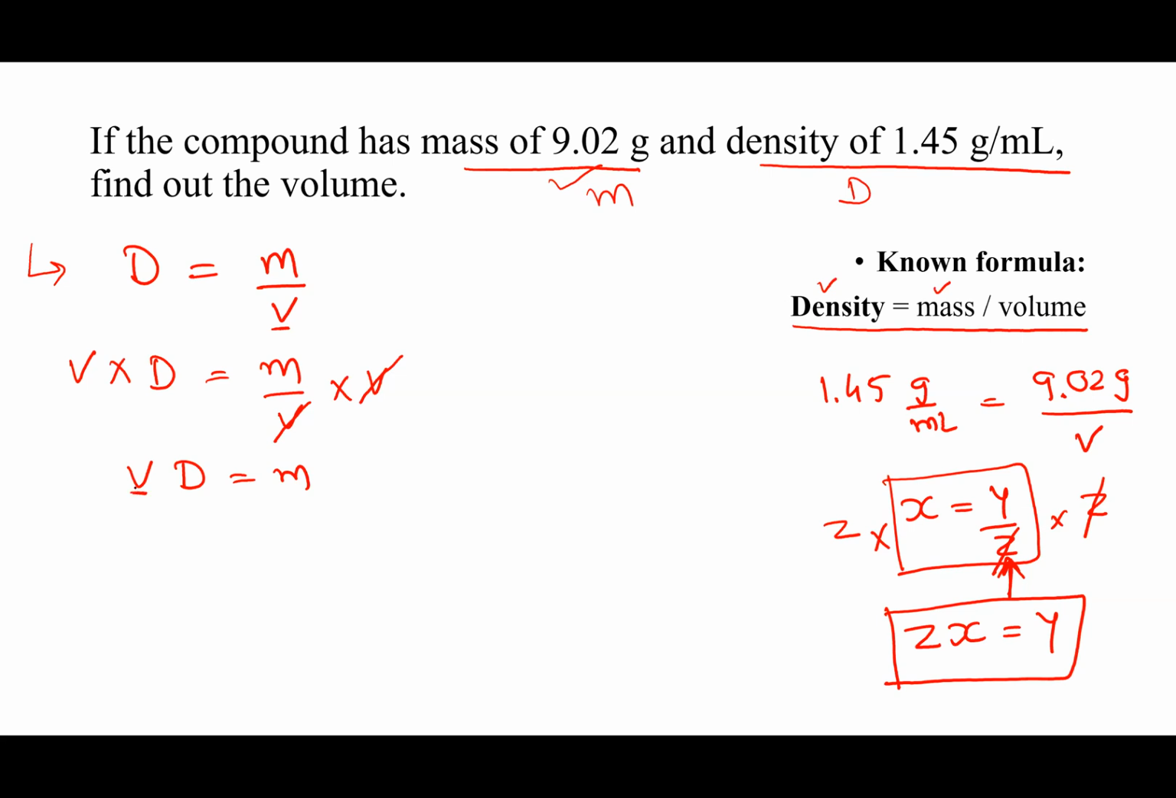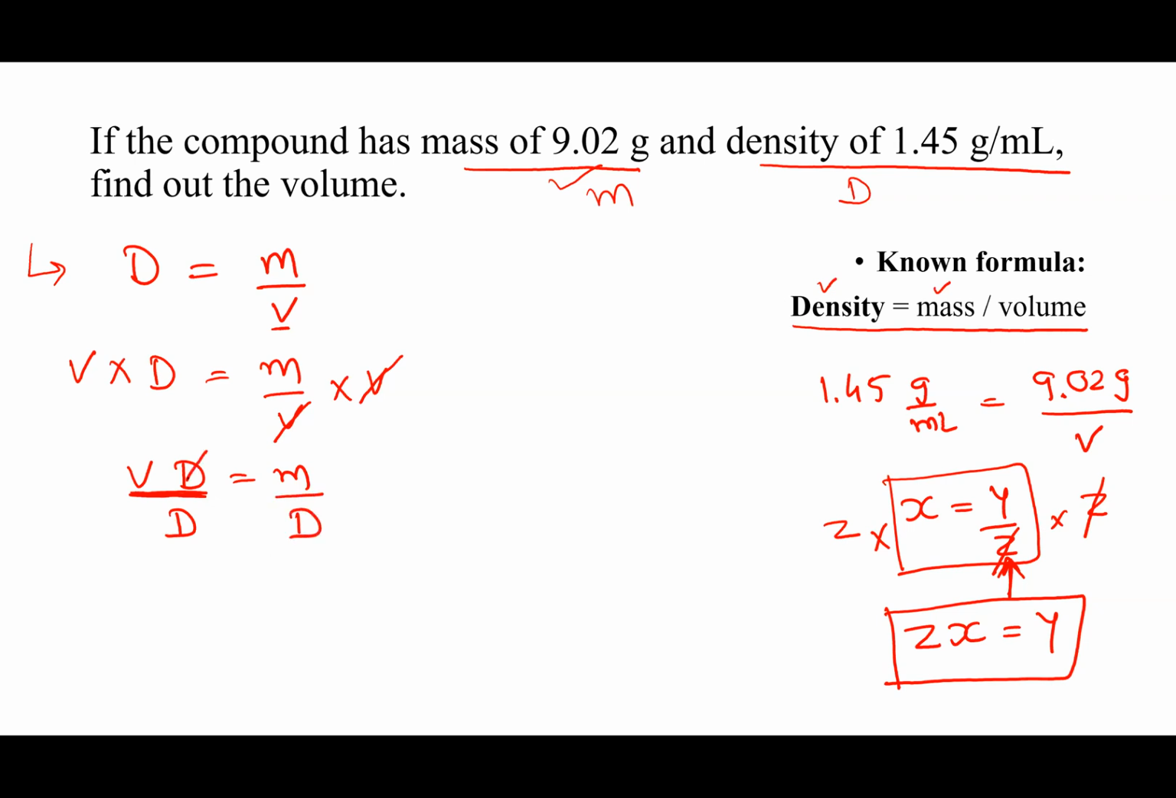It means we want to have a v on one side of the equation and everything else must be on the other side, which we don't have here. We have v and d together on this side of the equation. What does it mean? It means we want to get rid of d. We don't want d on this side. So for that, we are going to divide by d on both sides of the equation.